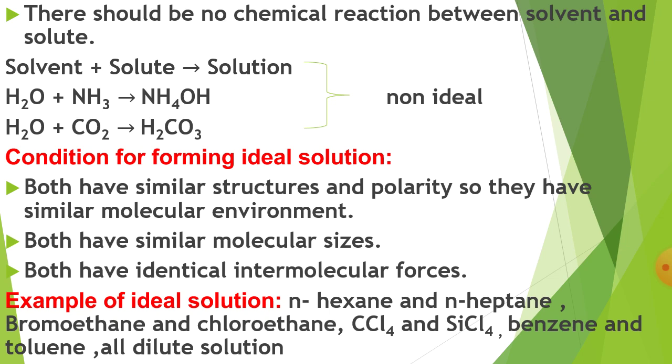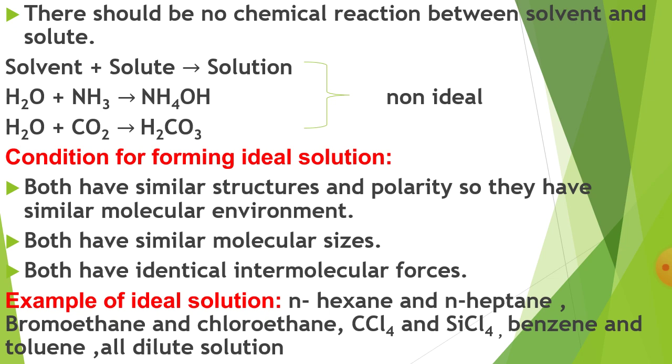For example, water plus ammonia, when combined, form NH4OH, that is, a chemical reaction takes place. One more example: water plus CO2 makes carbonic acid. This acid is also formed in soft drinks and rainwater. So both examples denote the formation of a compound, that is, a reaction of solvent and solute. This is not a property of an ideal solution, and now the solution is basically non-ideal.